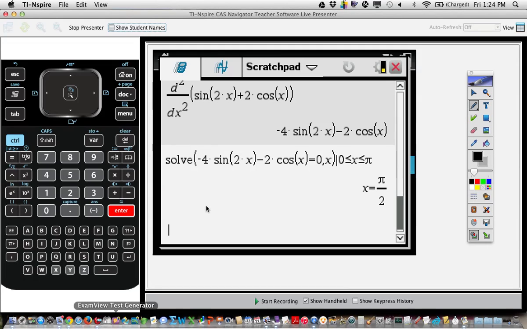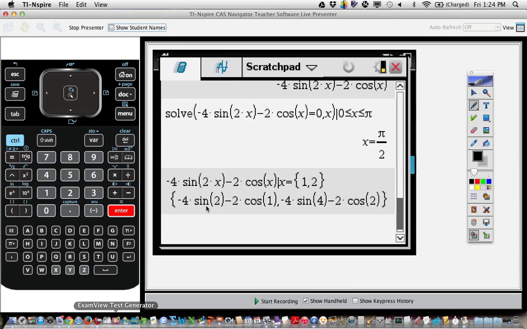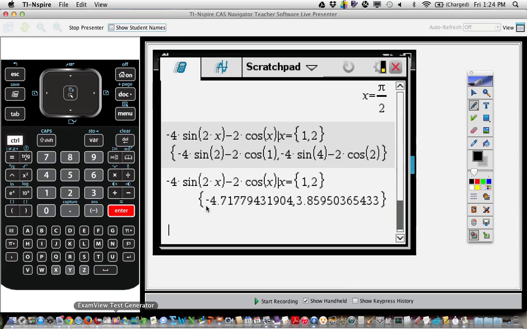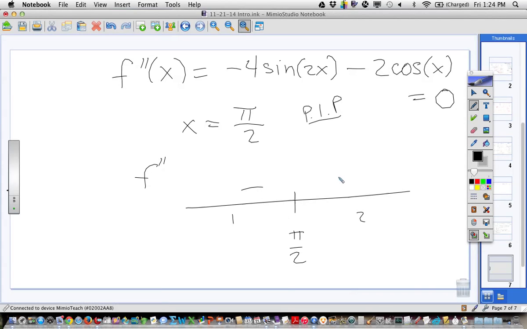So let's go ahead and grab that second derivative. And let's do the vertical bar, and we want to plug in a 1 and a 2, right? Something on both sides of pi halves. Oops, you've got to have an equal sign in there. X equals the brackets. There you go. And control enter. Okay, negative and a positive, right? So all we were doing there is letting the calculator plug in for us.